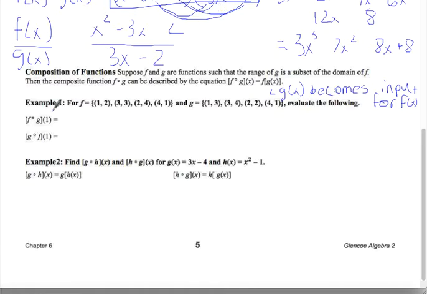And what that looks like is over here. So we have f composed g of 1, or f of g of 1. So I just need to find g of 1. And I know that g of 1, based on this, is 3. So really this is f of 3. And then f of 3 is, right here, 3.